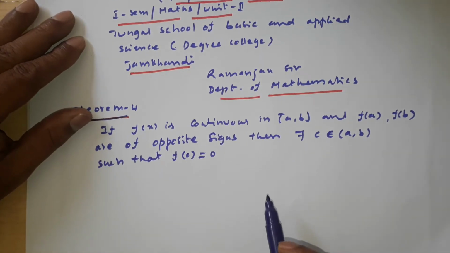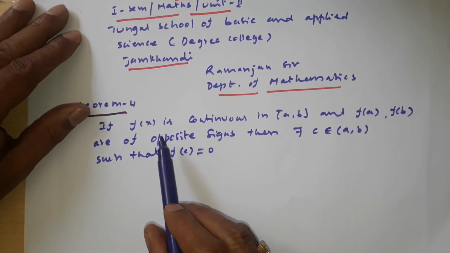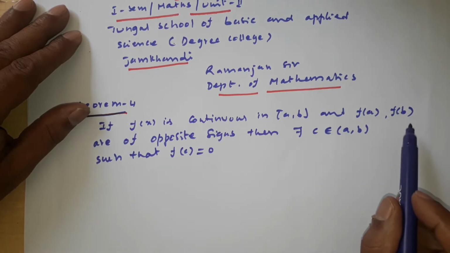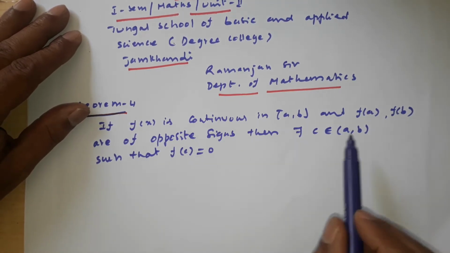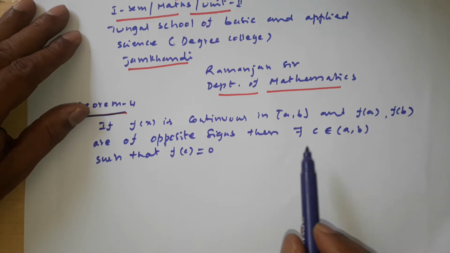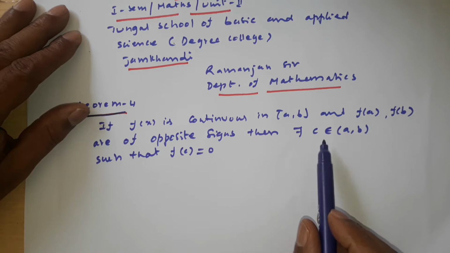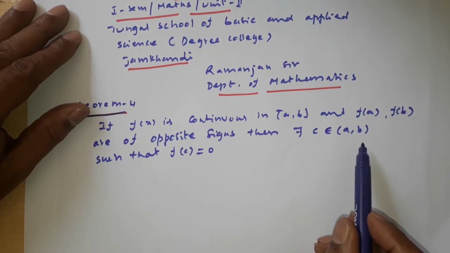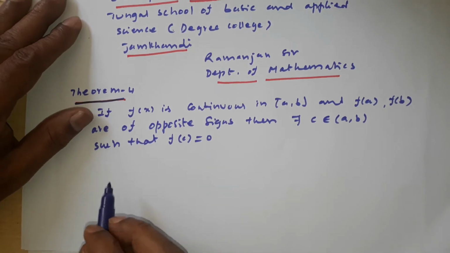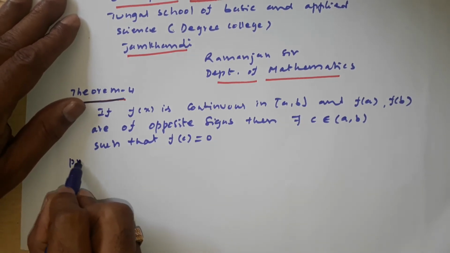See that now the statement: f is continuous in closed interval a comma b and f of a comma f of b are of opposite signs. One may be less than 0, the other may be greater than 0, like that, the opposite signs. Then there exists some c, an element in between the interval a comma b, such that its functional value is equal to 0. Right.